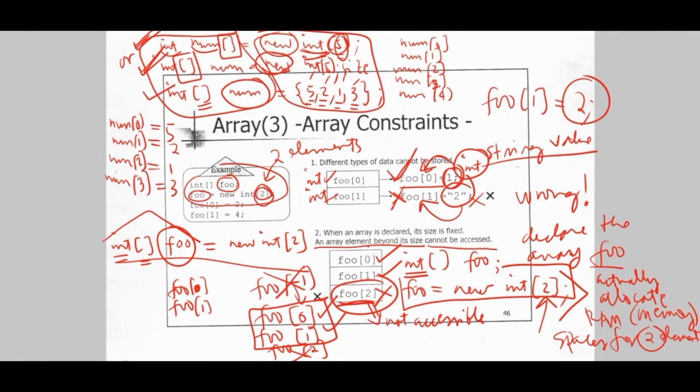has only 2 elements. And remember that when an array is declared, its size is fixed. You cannot change that. And by default, the index starts with 0, and therefore the second element is index 1, and so index 2 does not exist. So elements beyond the array size are not accessible. So this is beyond the array size, and therefore it is not accessible. And when you try to access that in your program, you will get an error.